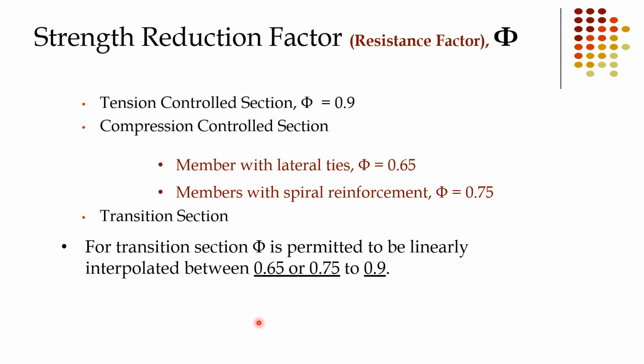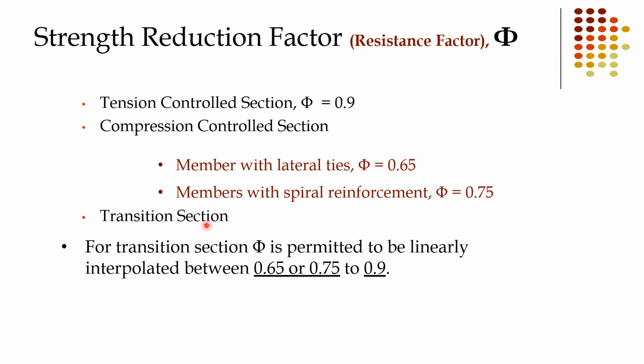Now, strength reduction factors. These are the factors of safety on the material side. For tension control, the phi value is 0.9. For compression control sections, members with lateral ties or stirrups, phi will be 0.65. Members with spiral reinforcement, phi will be 0.75. This spiral reinforcement mostly comes in our column sections, so that's why 0.75 will be used.